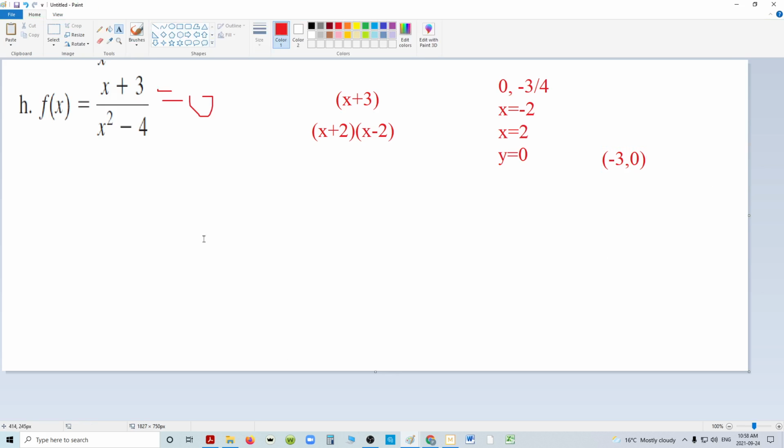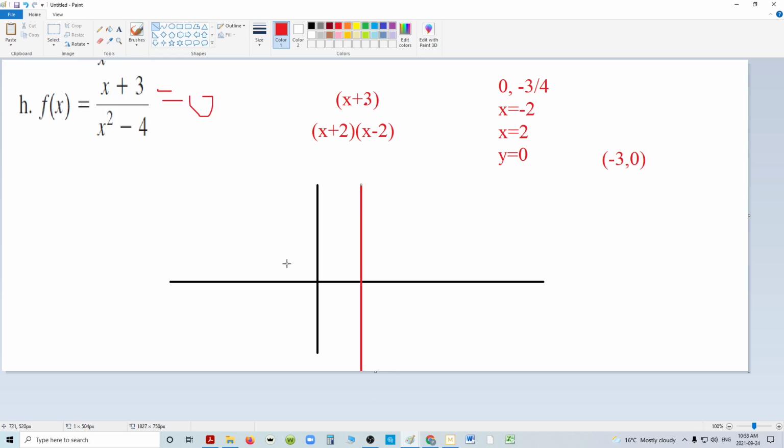So if I'm going to draw it, I'm going to put my asymptotes in, x equals 2, x equals minus 2, y equals 0. I also know it crosses here at minus 3 comma 0. I also know I have a y-intercept. Here's an interesting spot, because I know the y-intercept is 0 comma minus 3/4, and I know it only crosses the horizontal asymptote once. I automatically know this graph is going to be like that.